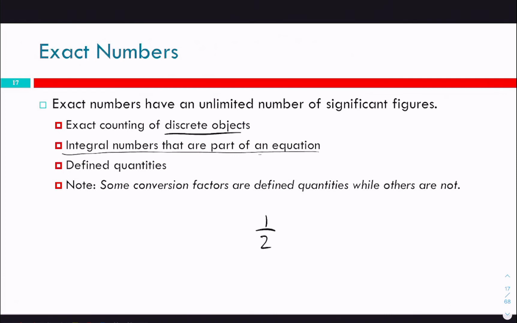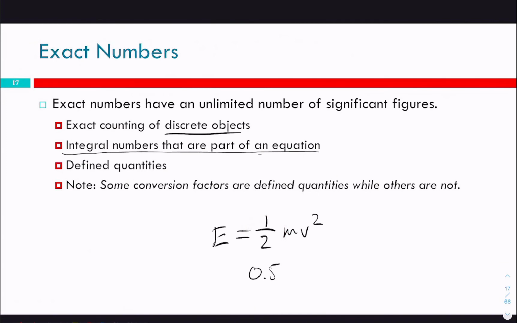This is a physics one. I think I'm getting this right. 1/2 mv squared. I think that's kinetic energy. But this 1/2, which we could write as 0.5, right? Because that's an integral part of that equation, that has an unlimited number of significant figures. So that is an exact number.